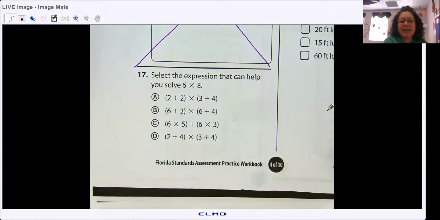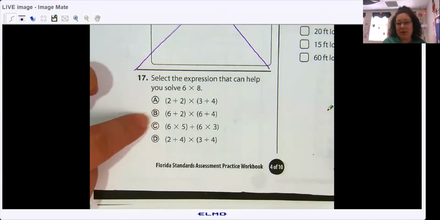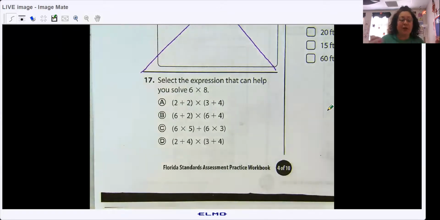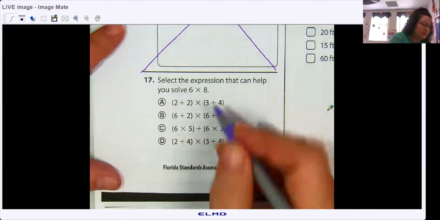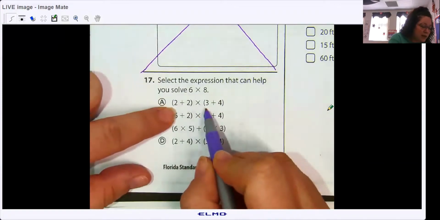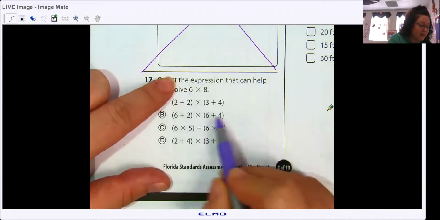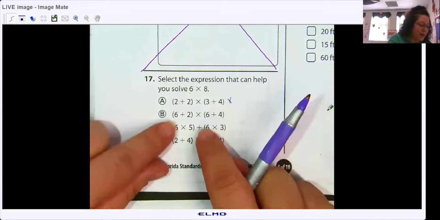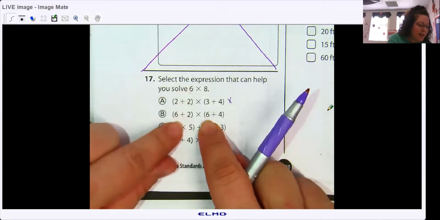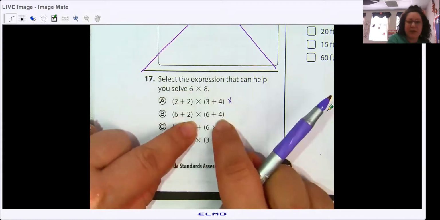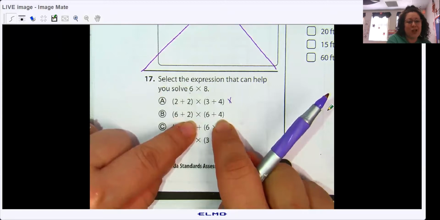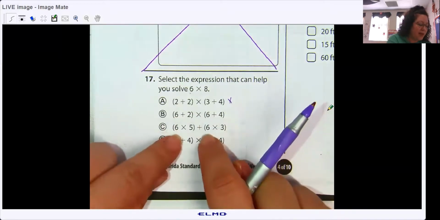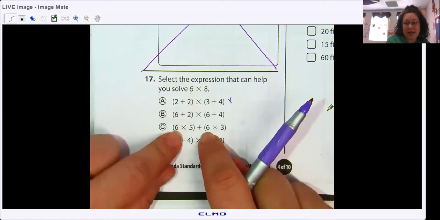All right, select the expression that can help you solve 6 times 8. This is our distributive property. Remember the distributive doctor? You're breaking apart one of the numbers, and usually it's the second number. So 2 plus 3 is not 6, so that can't be right. And 2 plus 4 is not 8. 6 stays the same, but is 8 split up between 2 and 4? No, that would be 6. 6 stays the same. Remember, one always stays the same and one splits apart.